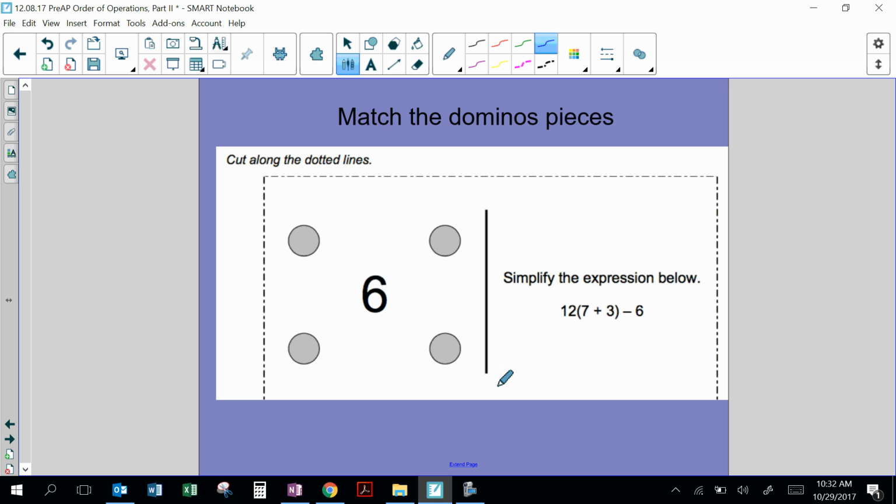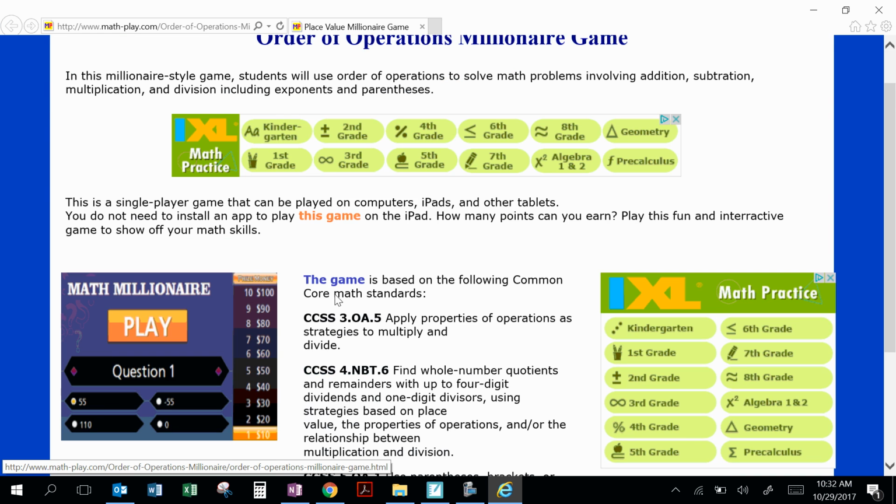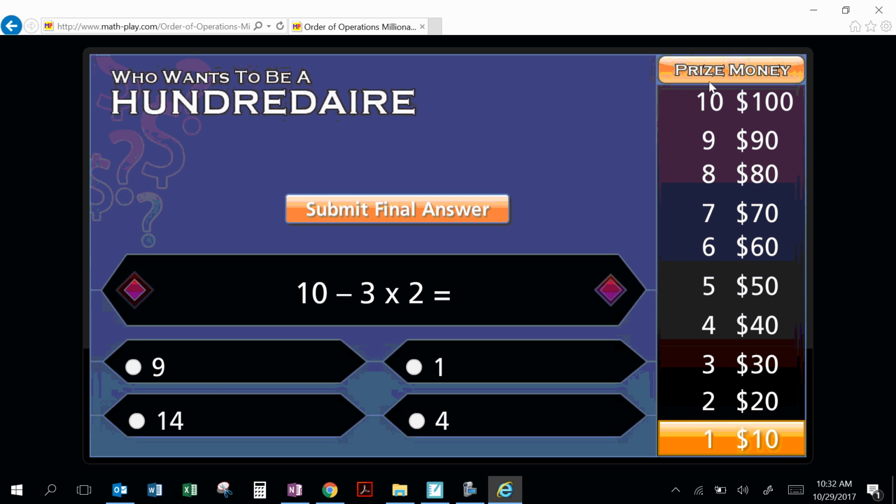So there are other activities. Another activity we're going to do is dominos. You are going to match the expression with a different card, and so they all match together. And then if we have time, we are going to play Can You Be a Millionaire? If you want to, you can scan this and practice it at home. There are different problems to solve, such as this.